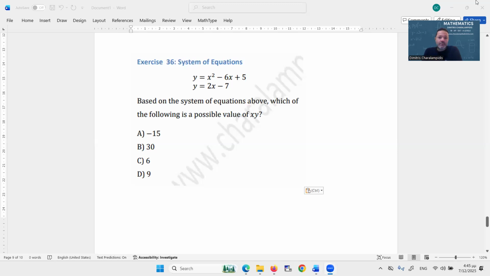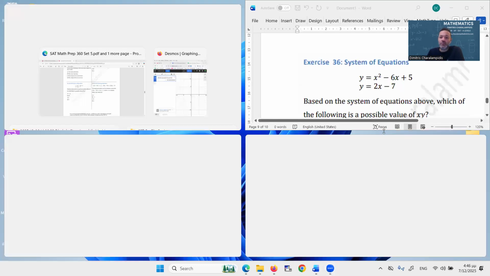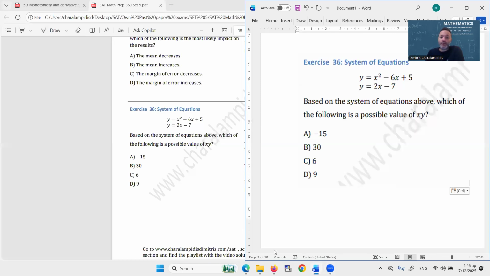Exercise 36. Based on the system of equations, which of the following is a possible value of xy? Okay, we have a system of equations. We have said again and again that the easiest way for us to act is through Desmos. So let me bring Desmos.